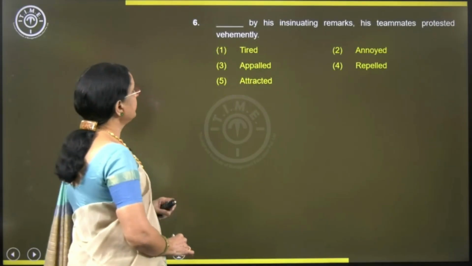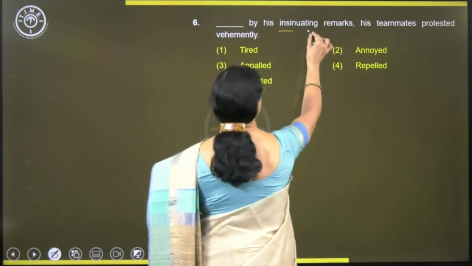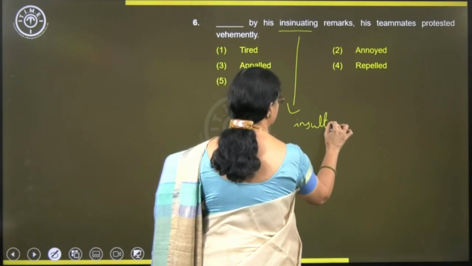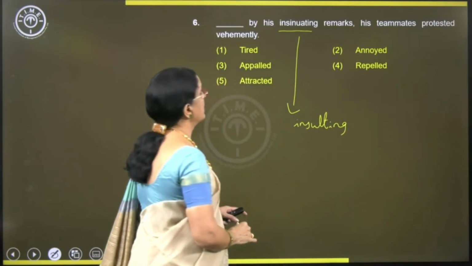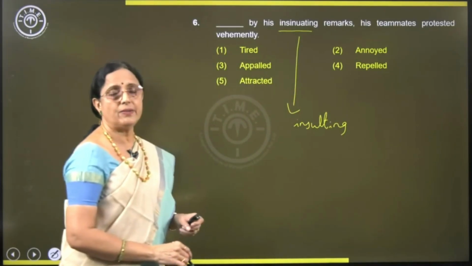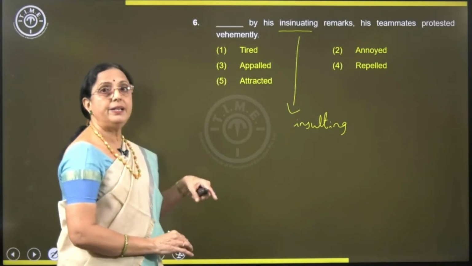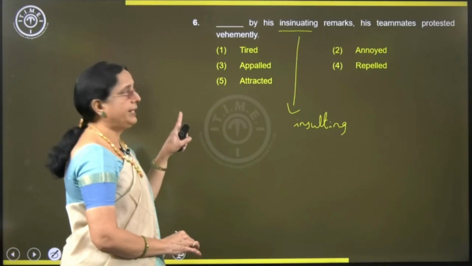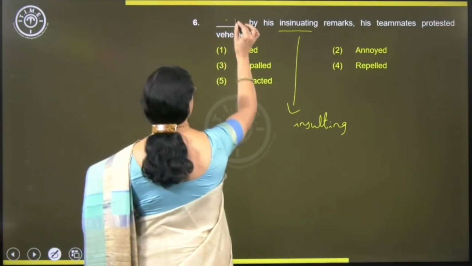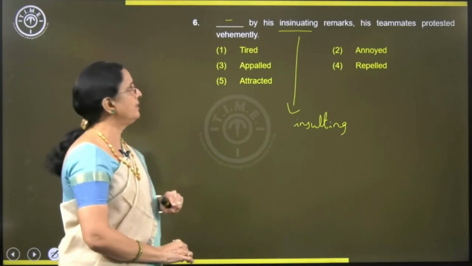Clear? Next one. Dash by his insinuating remarks. What is insinuating? Insulting. Indirect remarks. Insinuating remarks. His teammates protested vehemently. Protested strongly. So, insulting remarks or indirect remarks, negative or positive? Negative only. So, there should be a negative word. Get the point? So, this works wonders, dear aspirants. This works wonders. Positive, negative thing.